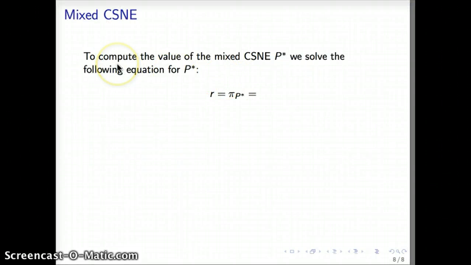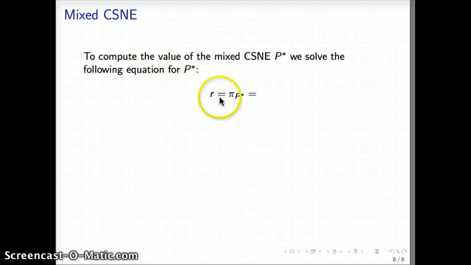So now to compute the value of the mixed Nash equilibrium, which we are going to still denote with that notation with a star, P asterisk or P star, what we do is we solve this equation. We set the relative risk equal to the probability exactly at that coverage P star. Okay, we say R equals pi sub P star, and we solve this equation for P star. So let's remember what that expression pi is.